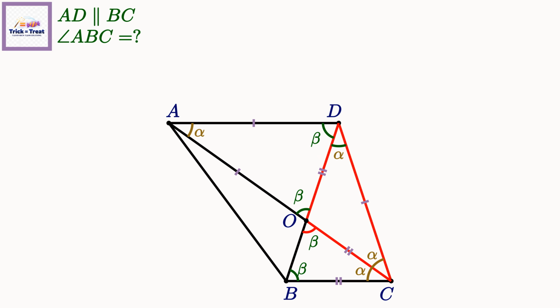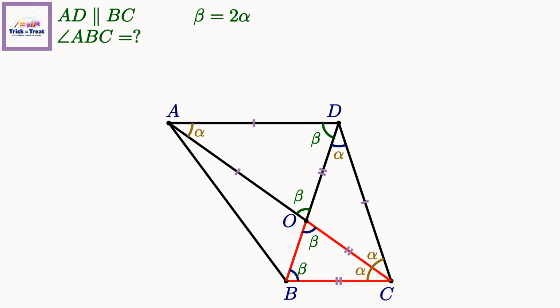Step 6. The outside helper. Now look at triangle DOC. Angle BOC acts as an exterior angle to it. The exterior angle theorem tells us it's just the sum of the two opposite interior angles. Beta equals 2 alpha.